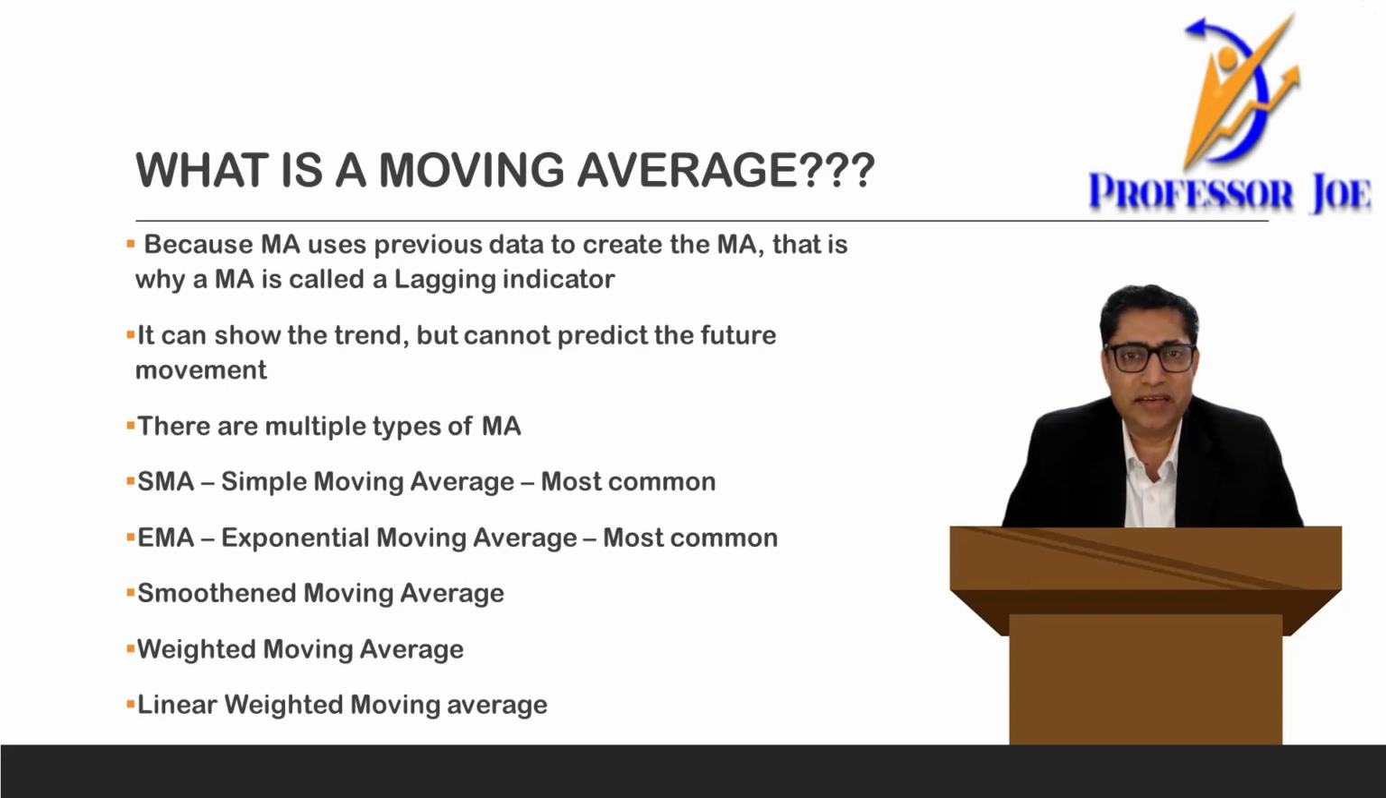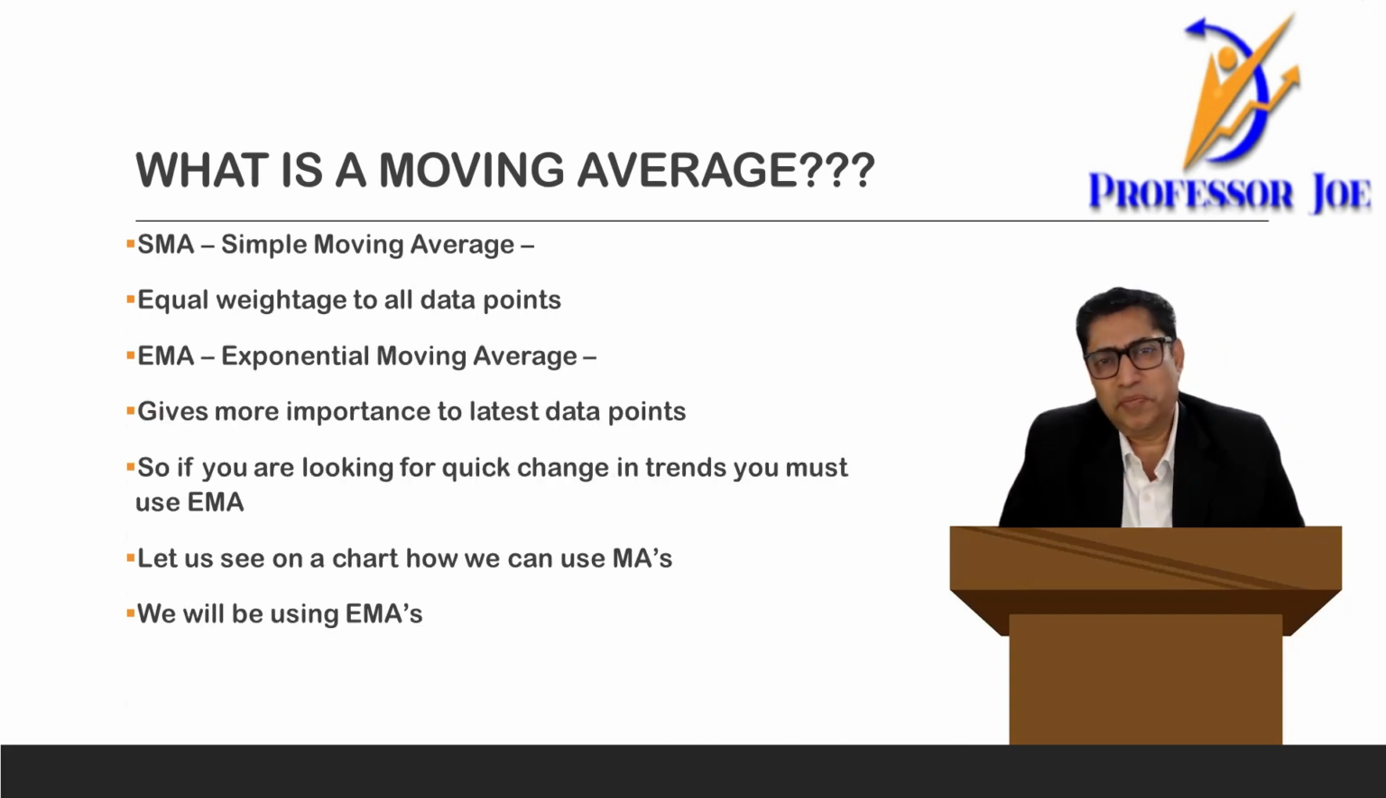Basically, there are multiple types of moving average. One is an SMA, which is a simple moving average. Second is an EMA, exponential moving average. And then there are smoothed moving average, weighted moving average, and linear weighted moving average. So there are different kinds of moving average. But most of the time, traders and investors use either an SMA or an EMA. Now, what is the major difference between an SMA and an EMA?